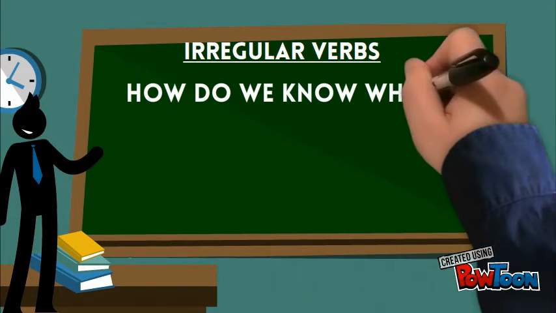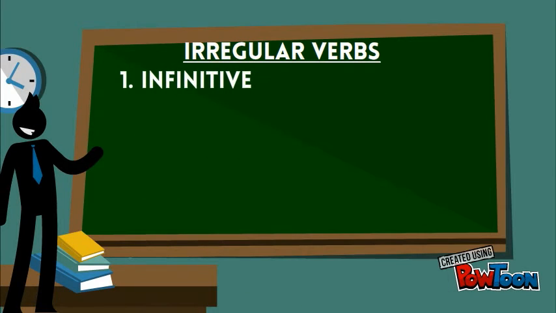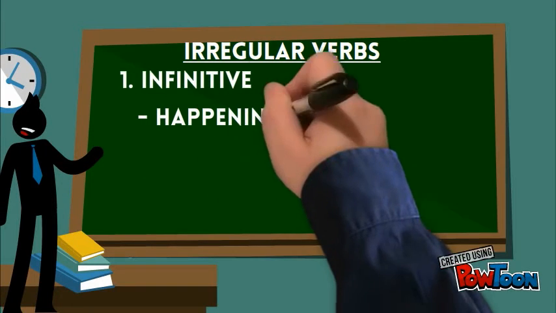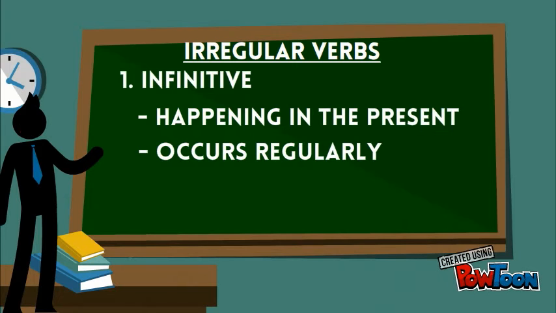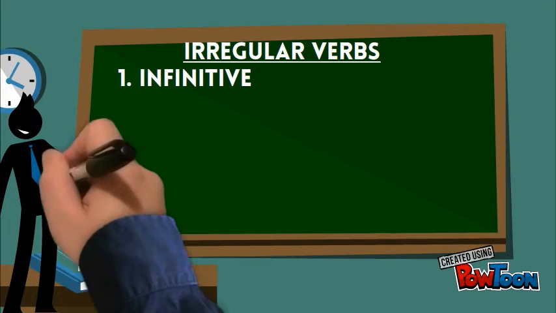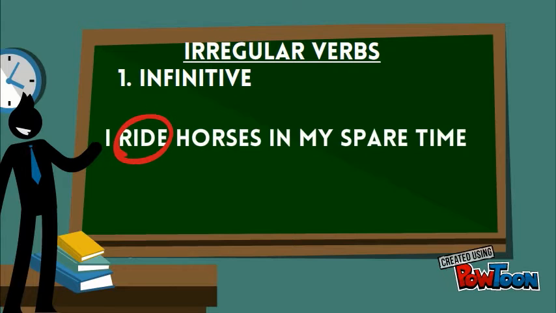But how do we know which verb form to use? Here are just a few simple rules that apply to both regular and irregular verbs. The first verb form, infinitive, is used when something is happening in the present, or if something occurs on a regular basis. For example, I ride horses in my spare time. Since this is something that happens repeatedly, we use the first verb form.